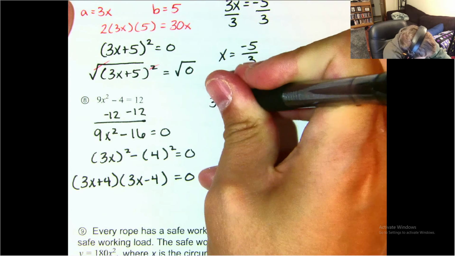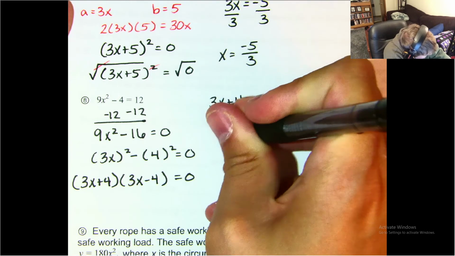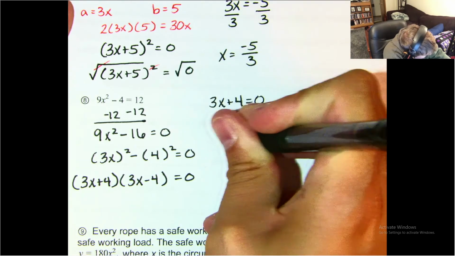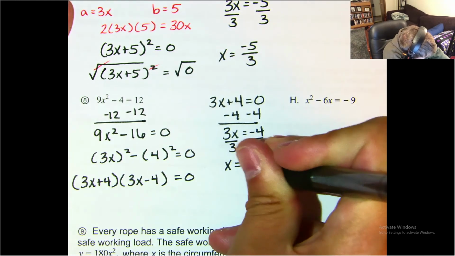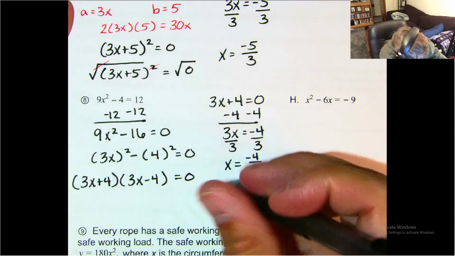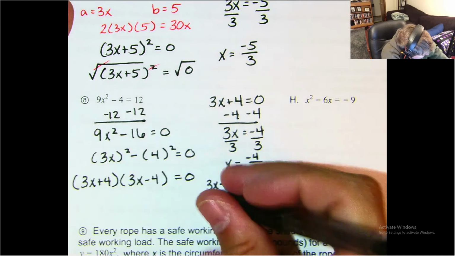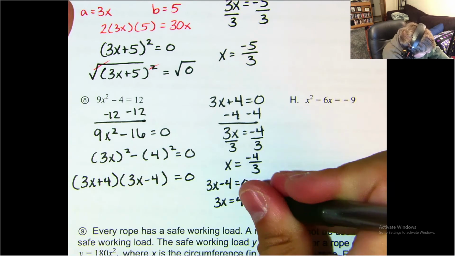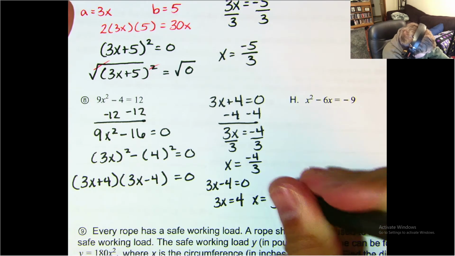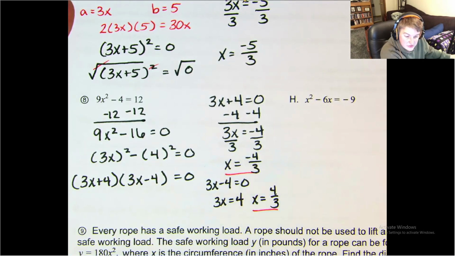So I'm going to get 3x plus 4 is equal to 0, which I would subtract 4 from to get 3x equals negative 4, divide by 3, divide by 3. That means x is equal to negative 4/3. Okay, and then I have to do the same thing for the other one. 3x minus 4 is equal to 0. Add 4 to each side to get 3x is 4. And then divide by 3 to get x is equal to 4/3, positive 4/3. Okay, so right here and here are my solutions. Kind of ran out of space, no big deal.